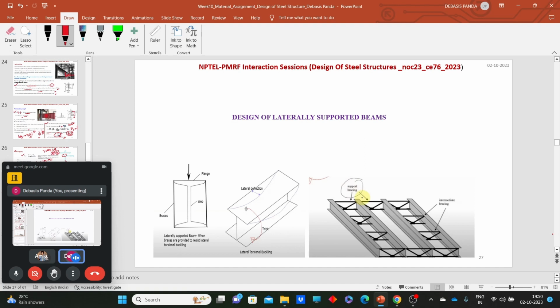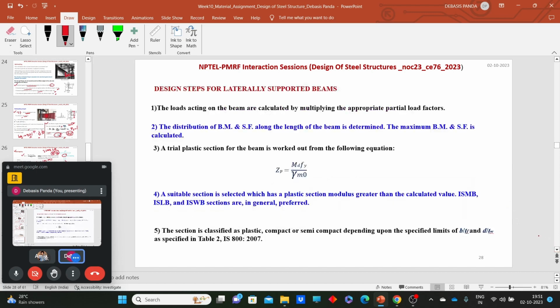Now the question is how we can design laterally supported beams. What should be the design steps? First, the beams are subjected to lateral loading, so we need to calculate the loads. Then we need to factor them to get the design load. Then, with the transverse loading, we can easily calculate the maximum bending moment and shear force.